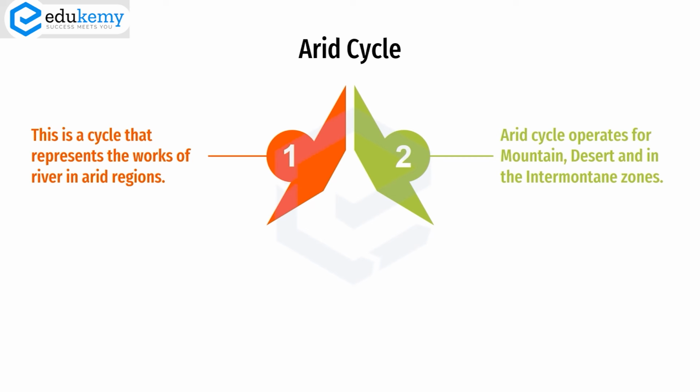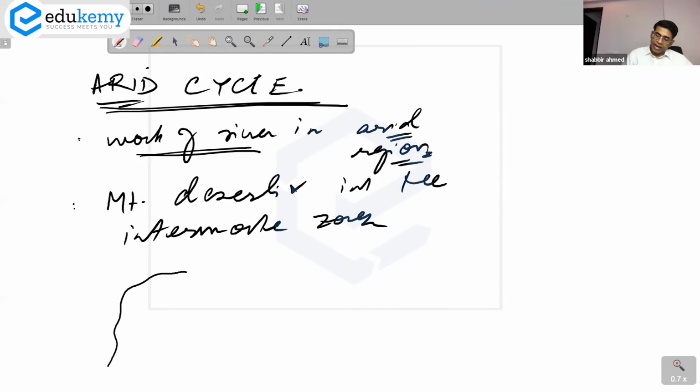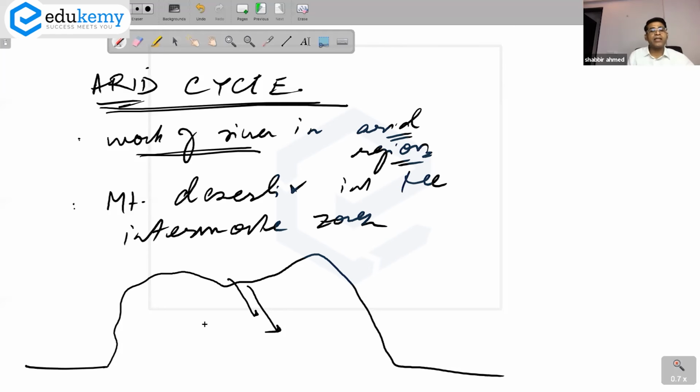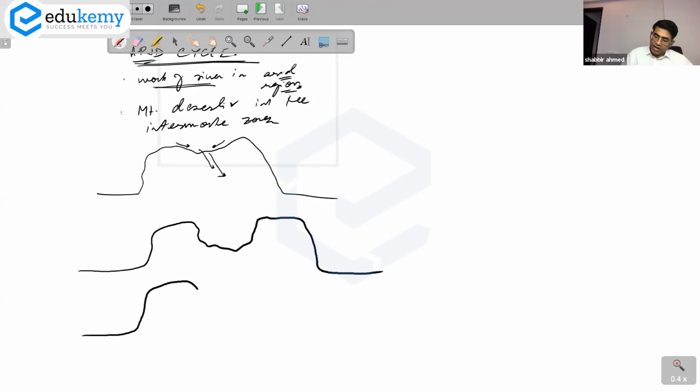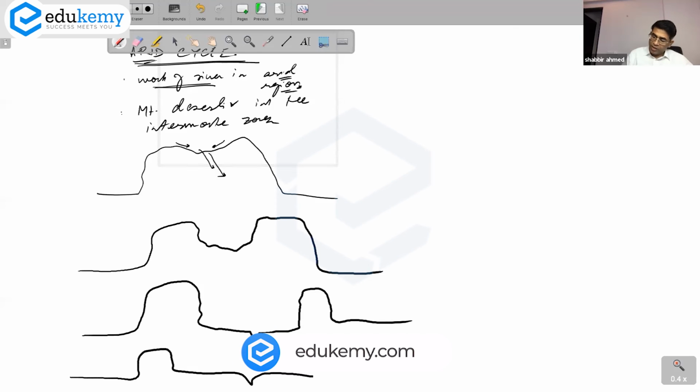Arid cycle operates for mountain deserts and in the intermontane zones. There is a mountain like this in the deserts, and there is a river that is flowing down like this. And there is a river that flows down the slopes like this. It is on this that the cycle operates. How does this mountain eventually start developing deeper valleys? Like this, the mountain starts developing pediments like this. Then it's left with something of this kind.